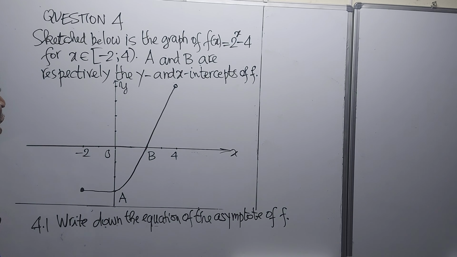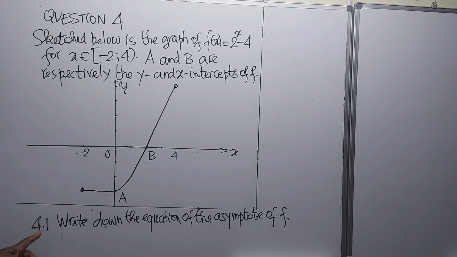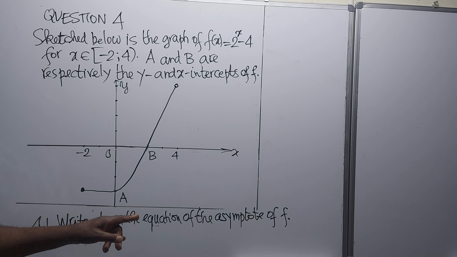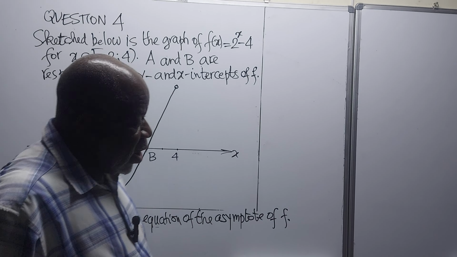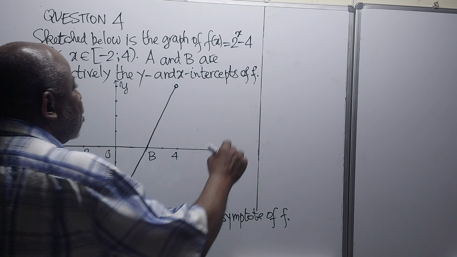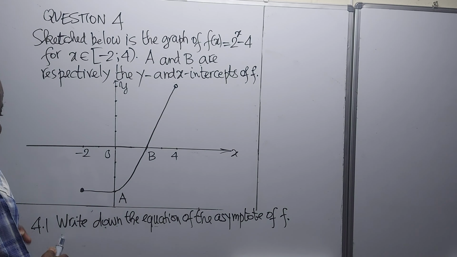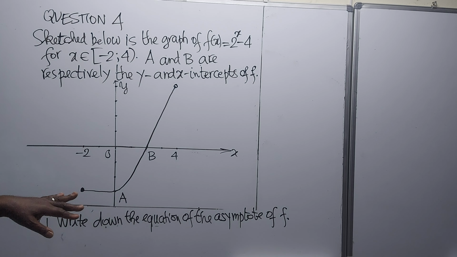As you can see in our graph here, we practically have an exponential equation: y = 2^x - 4. The first question is, write down the equation of the asymptote of f. If we look at our equation, it's 2^x - 4. So this line down here will be the horizontal asymptote.